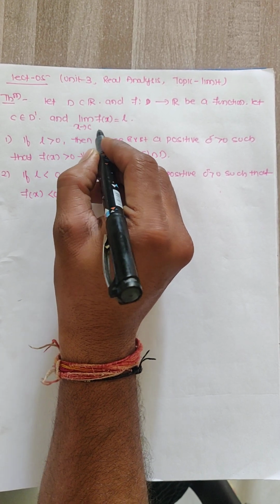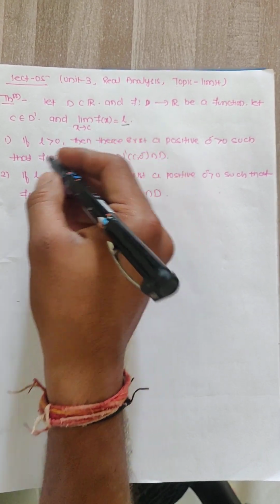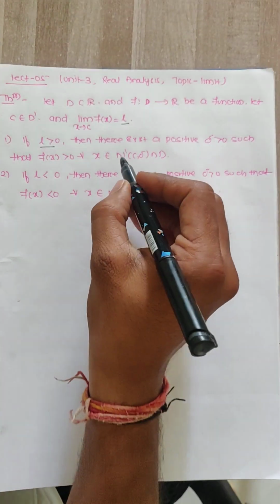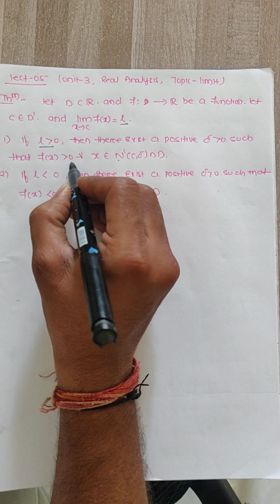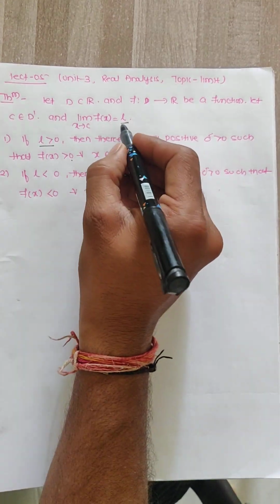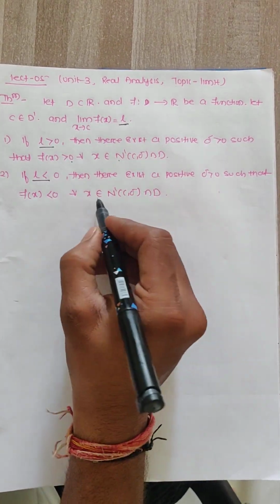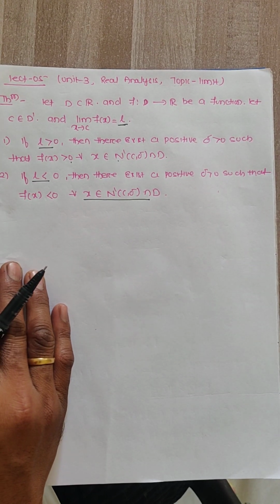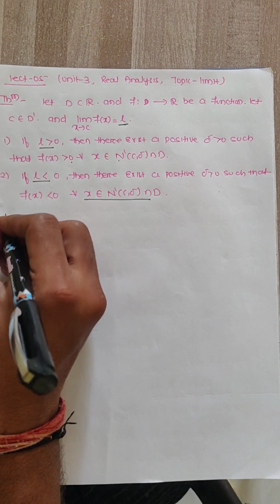If the limit as x tends to c of f(x) is equal to L, and if L is positive, then there exists a neighborhood of c where f(x) is positive. Similarly, if the limit L is negative, then there exists a neighborhood of c where f(x) is less than 0. So we will prove that. Proof of the theorem.